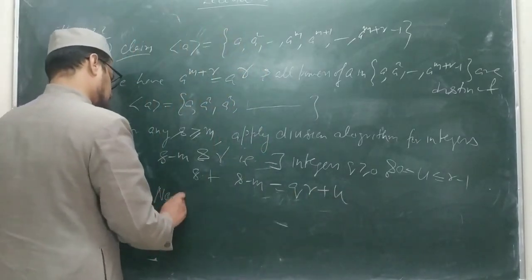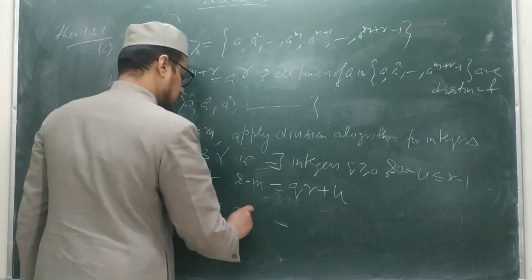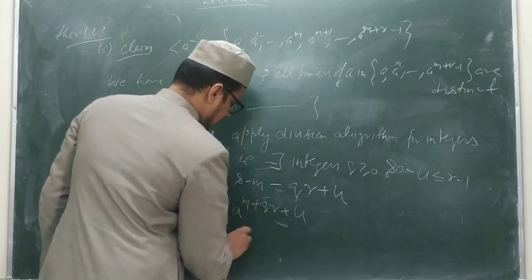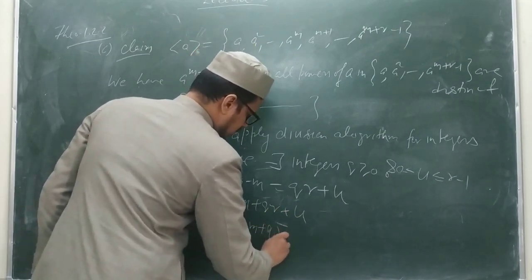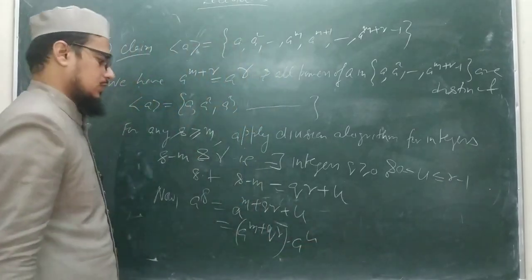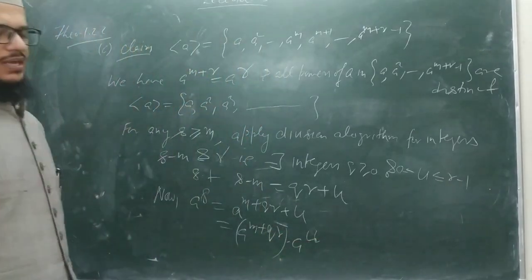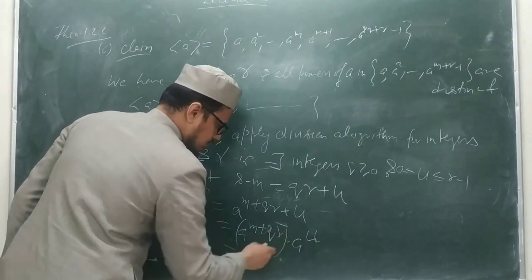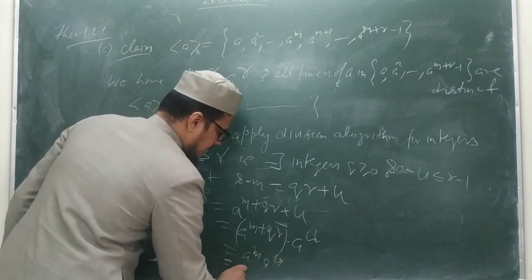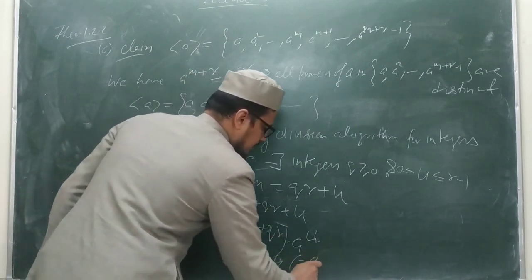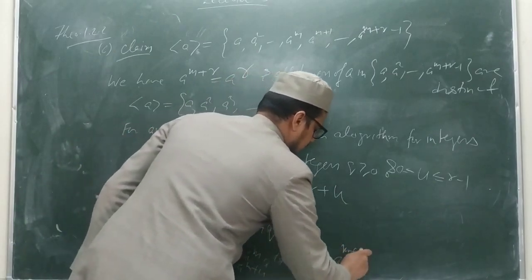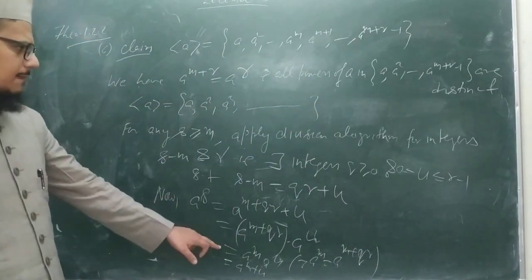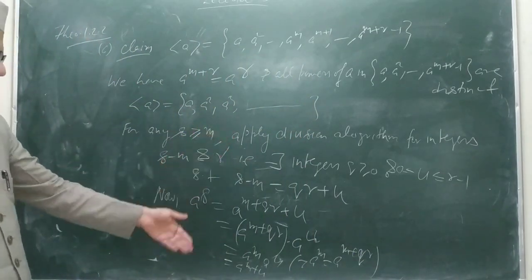Now a^s is equal to what? a^(m+qr+u), and a^(m+qr) is what? a^(m+qr) is a^m, so it is a^m into a^u, that is a^(m+u), since a^m is equal to a^(m+qr). So a^s is equal to a^(m+u), and u lies between 0 and r minus 1. So where does a^s belong?